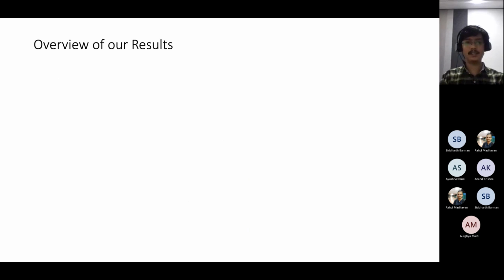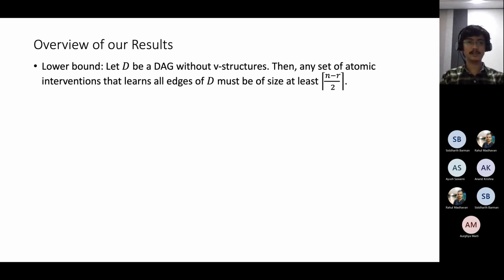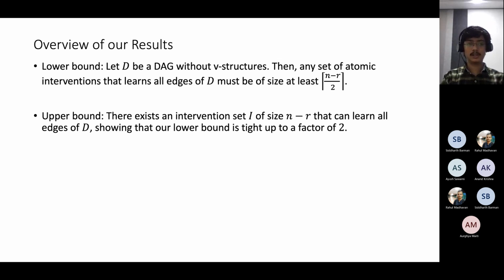Okay, so before that, let me provide a summary of our results. Our first result is a lower bound, as I described earlier, which says that any set of atomic interventions or single node interventions that learns all edges of a DAG D without V structures must be of size at least ceiling of (n minus r) by 2. Here again, n is the number of nodes and r is the number of maximal cliques. The next result is an upper bound, which says that there is an intervention set I of size n minus r that can learn all edges of D.